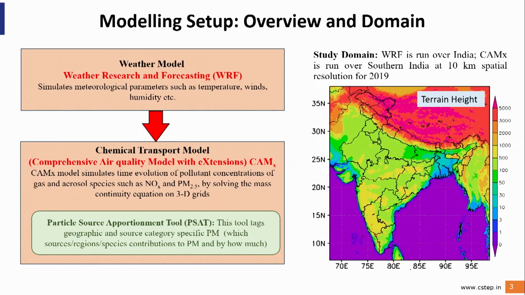So our study domain is basically entire India. This plot here shows the terrain height of our model domain, and CAMx is run over different configurations. For example, the MET, the model for meteorology, is this domain, but we have run CAMx at different places. One of the regions is southern India, so I will discuss the results for this simulation.